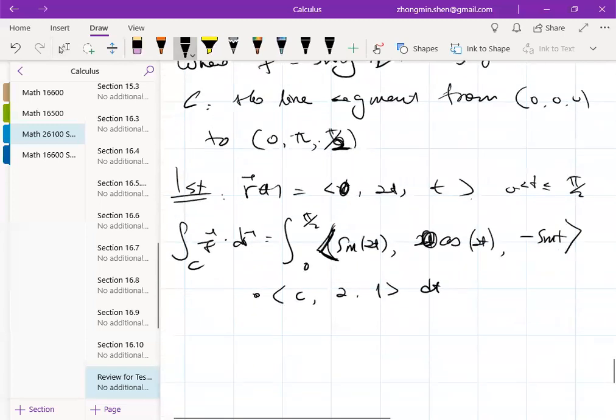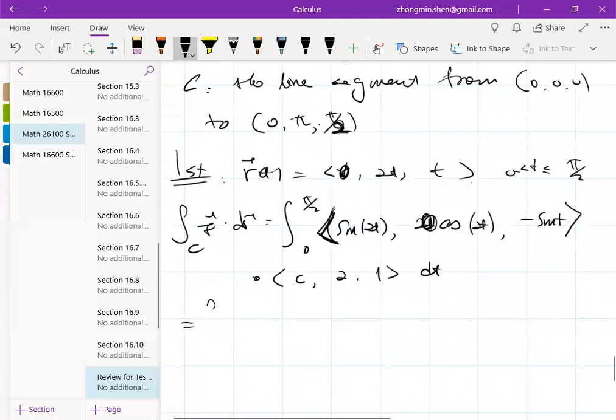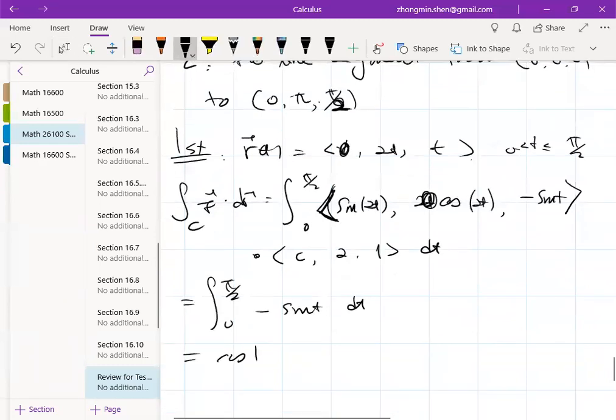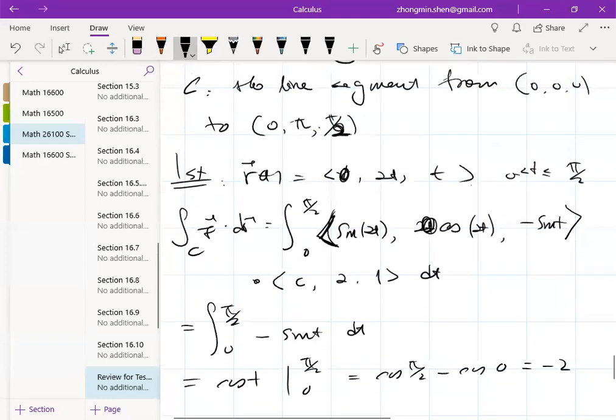Okay, not too bad, right? It's going to be the third component. You only get negative sine t dt, because the dot product is the product of the corresponding components. Here it's going to be cosine t from 0 to pi over 2. It's going to be cosine pi over 2 minus cosine 0, which is negative 1. So that's the first method. It works in some cases.